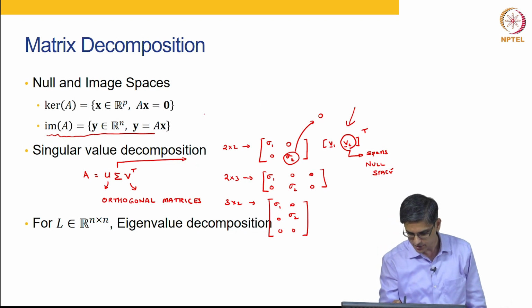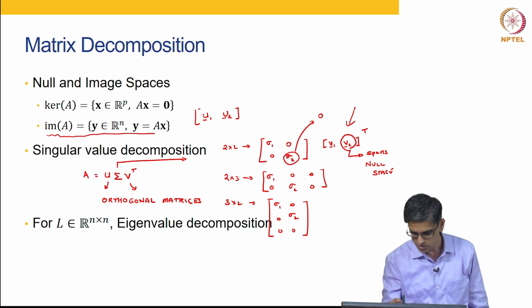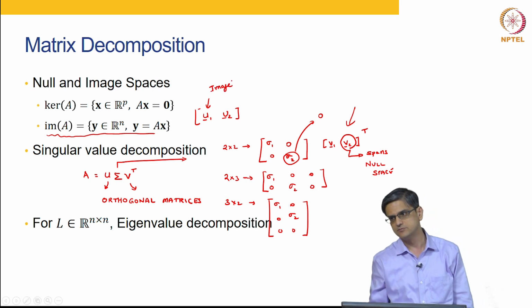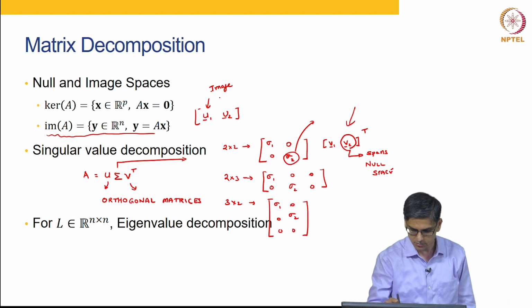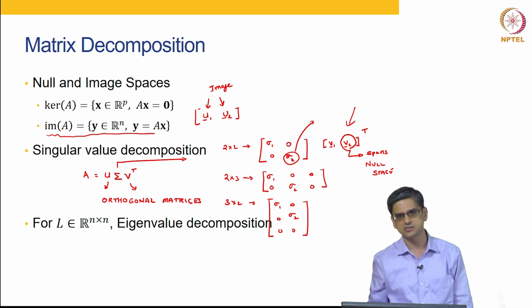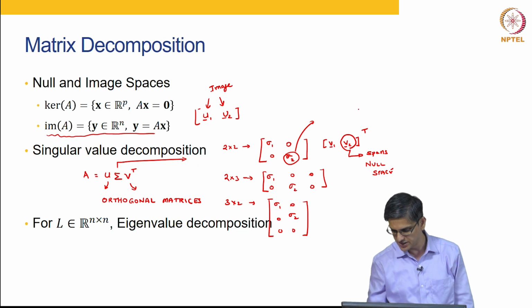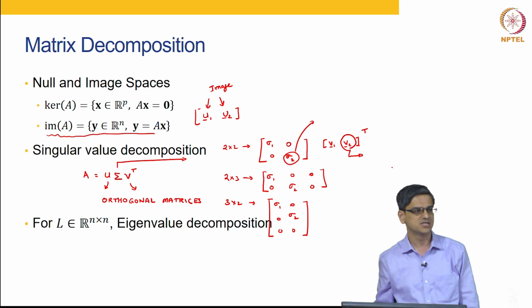And if you look at U1 bar and U2 bar, U1 bar will define your image space. If sigma 2 was also non-zero, then your entire space, 2-dimensional space, is going to be image space, and null space is going to be just the origin.